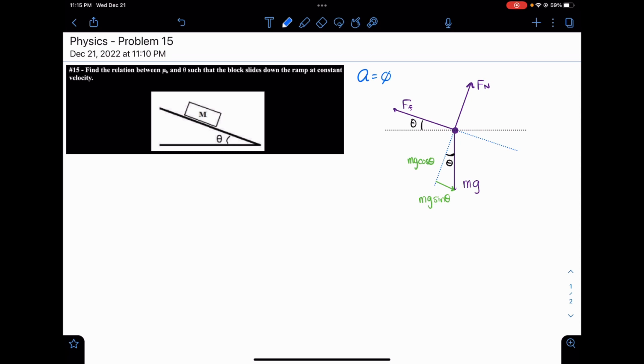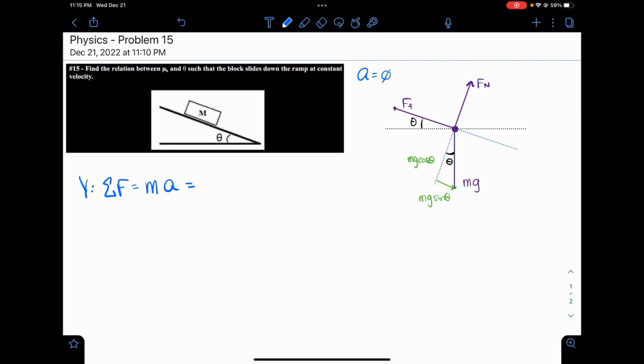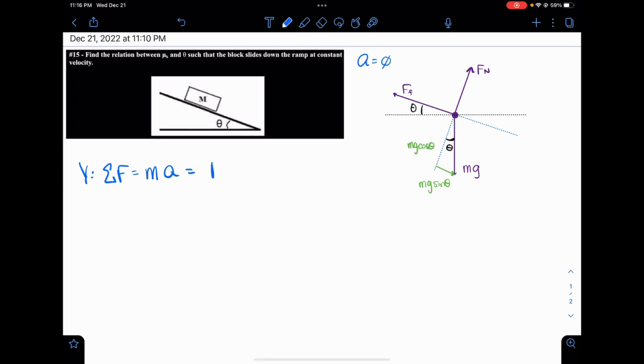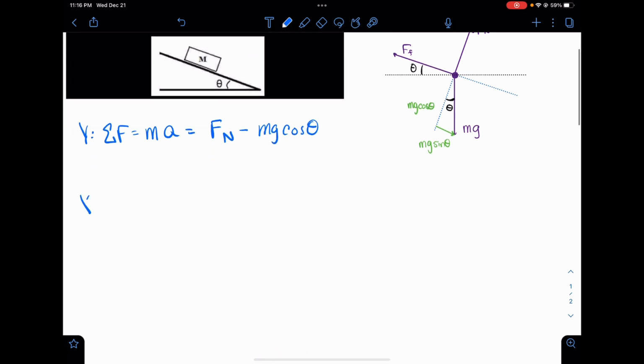Okay. Moving forward, we're going to do our two Newton's second law equations, and we're basically just drawing out our forces. So F in the y direction equals mass times acceleration of the block. And remember, y is going to be these forces right here. So with positive direction up, it's going to be the normal force minus mg cosine theta. And if we go ahead and do our x direction, it's going to be the sum of the forces in the x direction equals mass times acceleration.